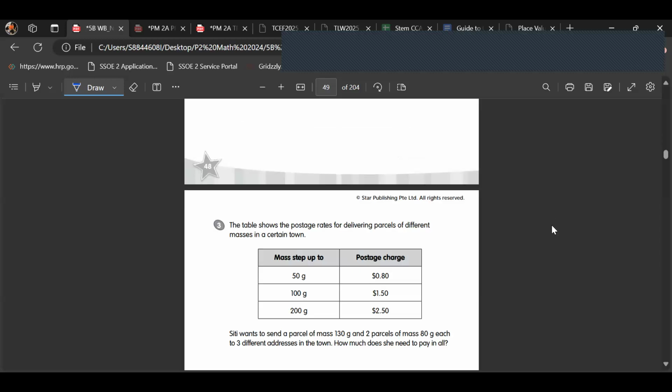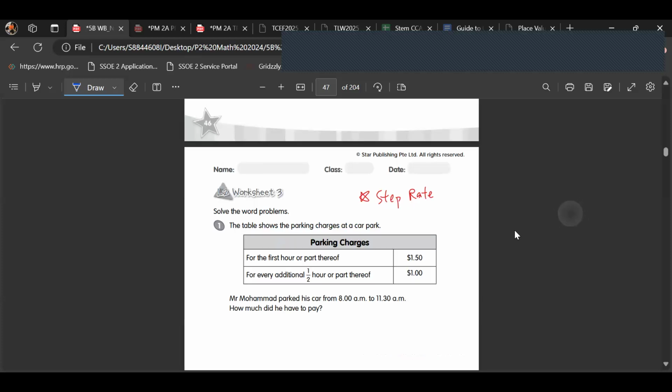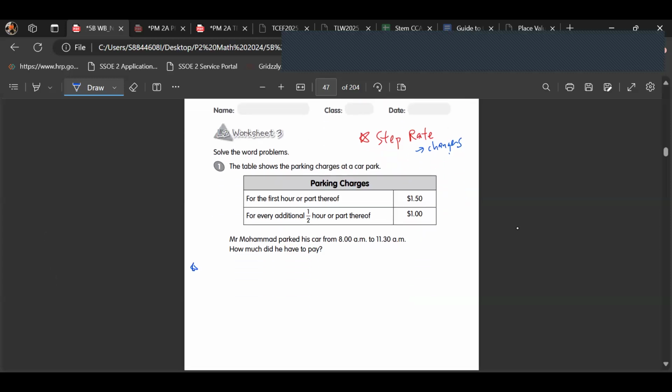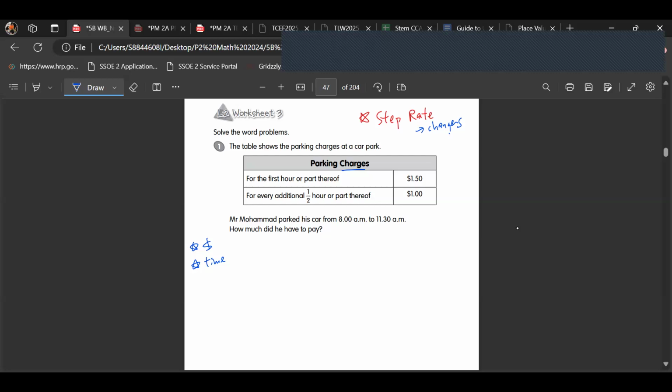you can see these are some of the examples, the postage charges we talked about just now, and rental rates. And so this one, step rate, changes based on certain criteria. So what are the criteria here? The first quantity has to do with charges, that's parking charges. The second quantity is time. Now, the best method to solve these questions involves a timeline. Now, two choices for you. You can draw it horizontally or vertically. Just now in the textbook, it's shown a horizontal timeline.